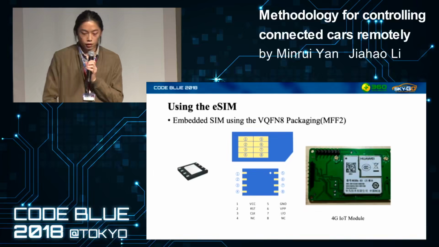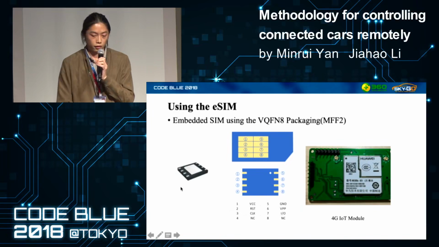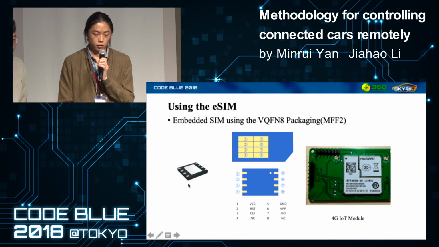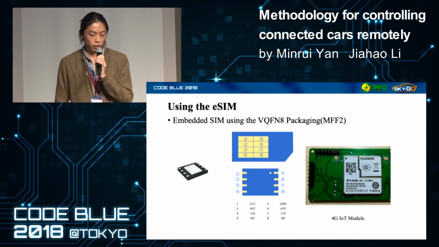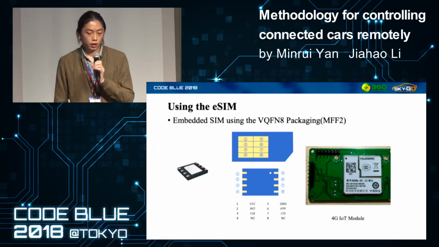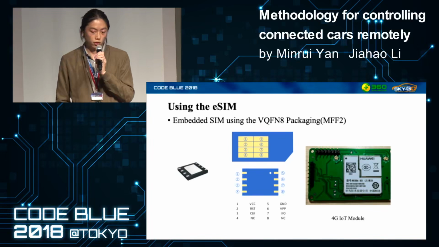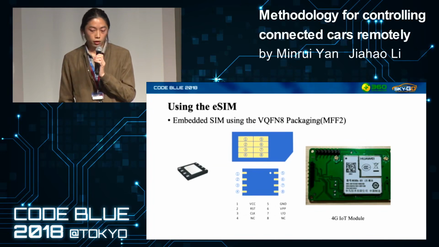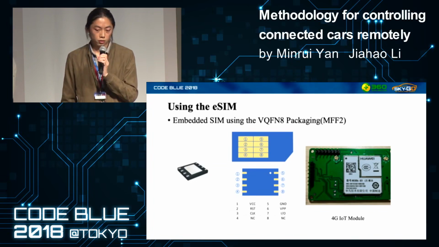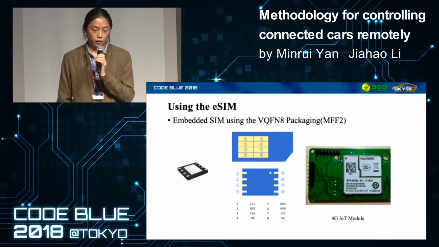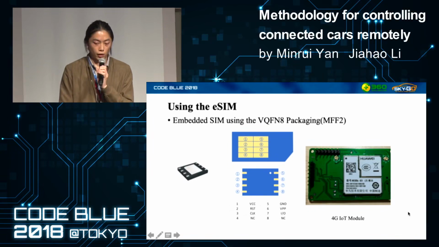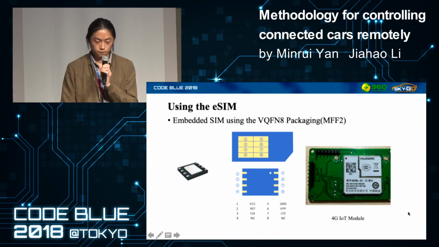At left, this is an eSIM, an embedded SIM card. We can identify the chip by the packaging. To use the eSIM of the T-Box, we need to prepare an LTE modem device. It can be an unlocked 4G Wi-Fi dongle, or a 4G IoT module, or a mobile phone with a SIM card slot. But until then, you need to get the right APN configurations.